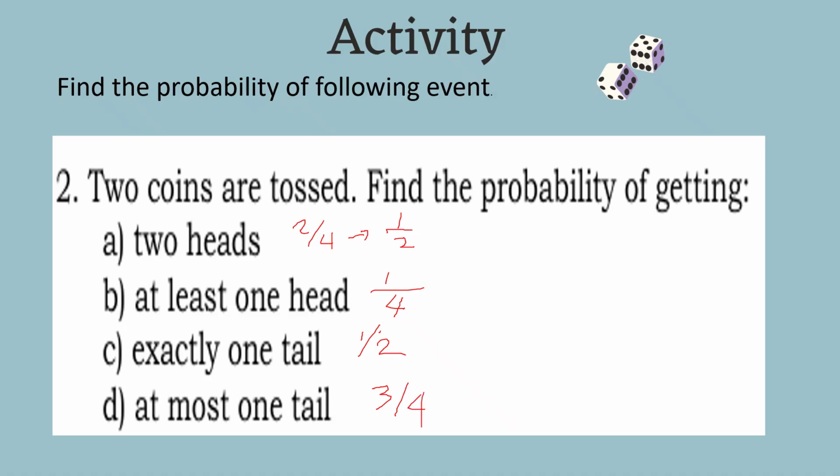Okay. So if we have at least one, for the letter D, at least one head, that's also three fourths. Yeah. You know why? It's two heads, one half. Then at least one tail is three fourths, or at least one head is also three fourths. Good. Next.